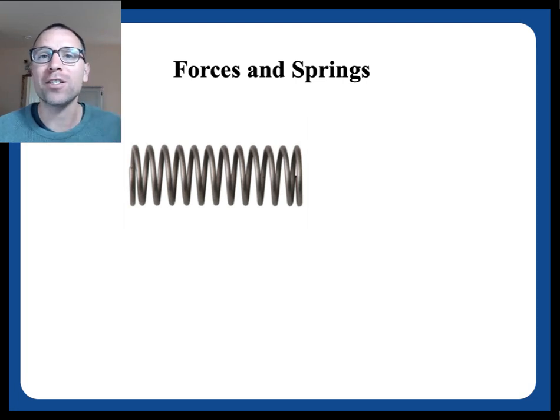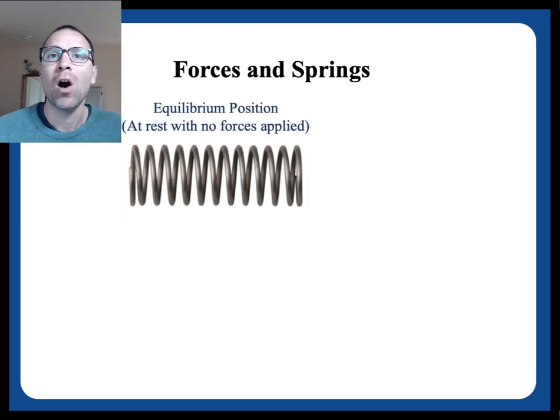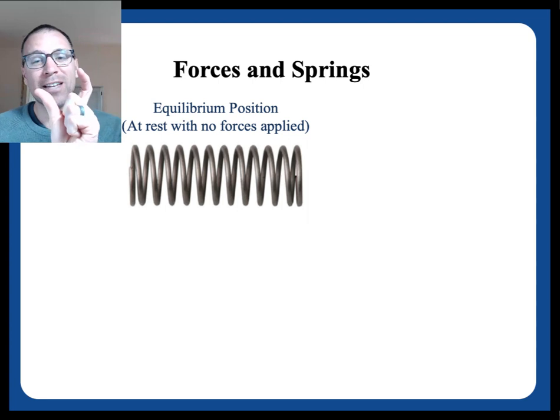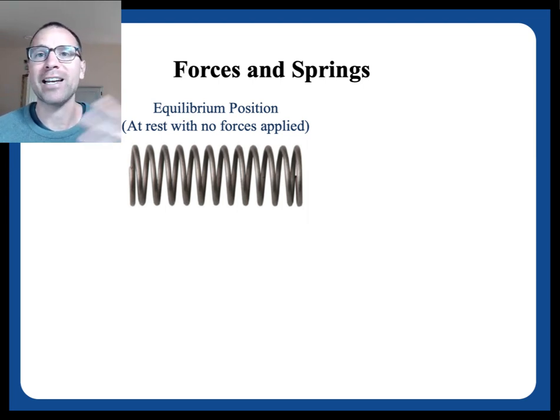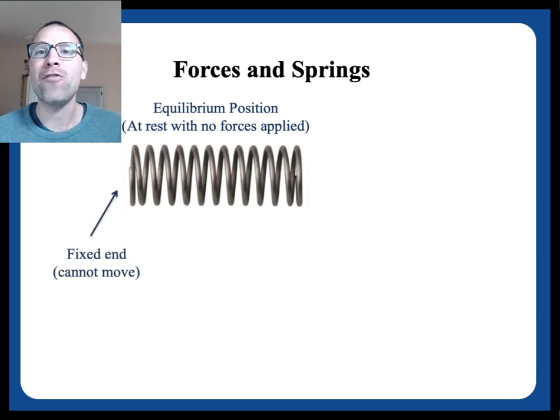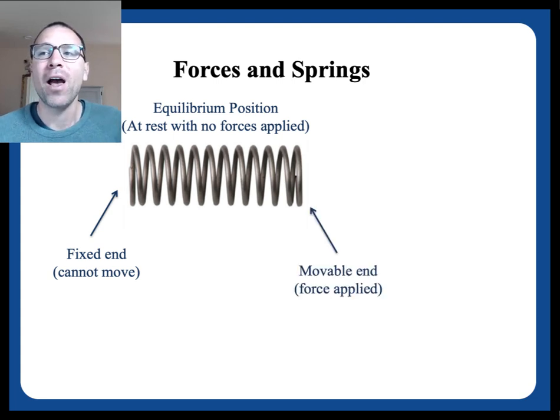So we start this experiment by hanging a spring. We measure the length of that spring with nothing attached, and we call that the equilibrium position because it's at equilibrium. There's no extra force on that thing. And then we fix one end of the spring. So we call that the fixed end of the spring. The other end of the spring we call the movable end. We allow that thing to move back and forth.